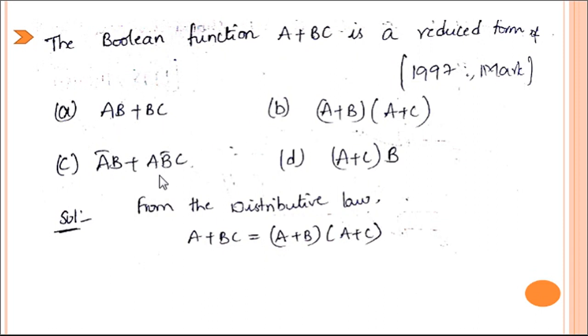Okay, now let us assume option C. In option C, we have written it as A bar B plus A B bar into C. From here also, if you apply the distributive law, you cannot obtain this. Go for option B. So it is A plus B into A plus C. If you multiply, then it is A into A plus A into C plus AB plus BC. If you go on solving this, then you will obtain the expression that is A plus BC.